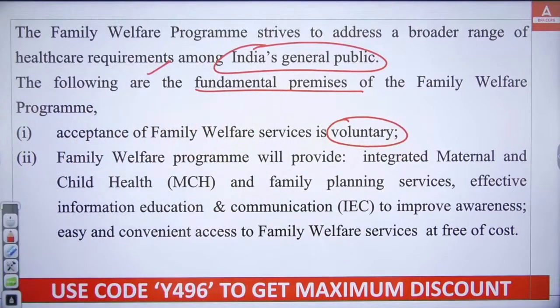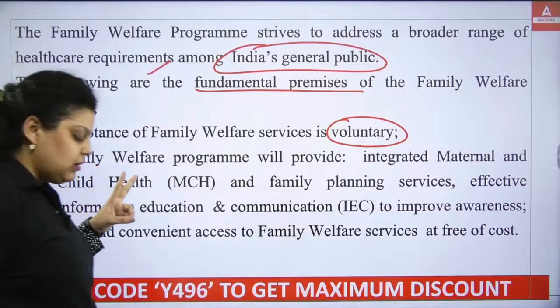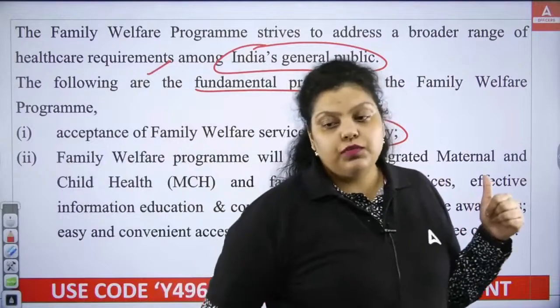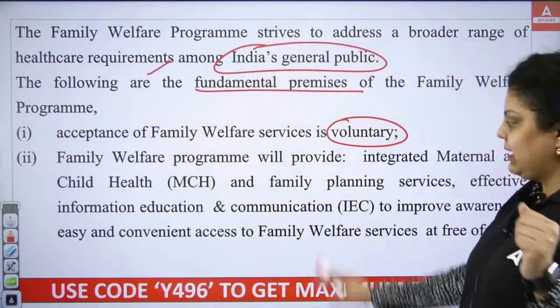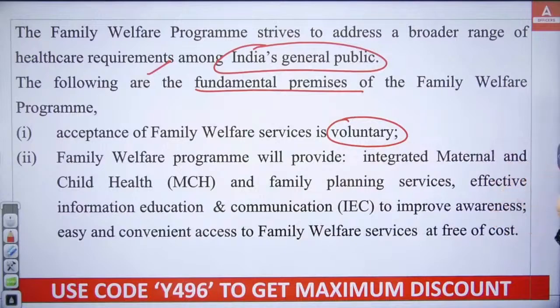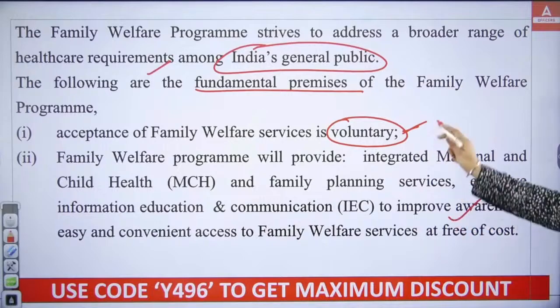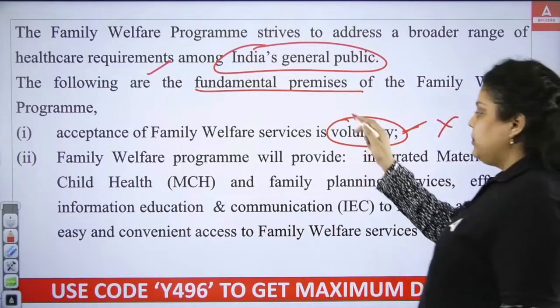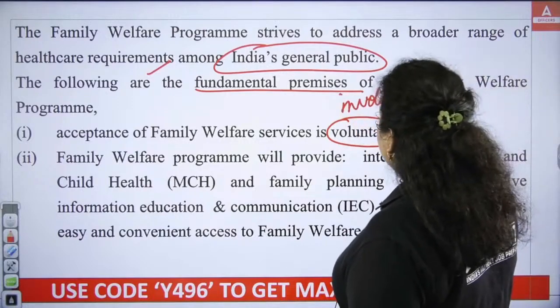Now a question can be asked on this particular slide. They can simply ask a statement based question asking which of the following are correct about the fundamental premises of the family welfare program. They have given you two statements. Statement one says acceptance of family welfare services is involuntary, and the second statement is the same as it is given in the book. So only this word has been changed. After reading both statements, you have to answer which statement is correct. You have to answer that the second is correct and the first is not correct, because apart from voluntary, they have written involuntary.